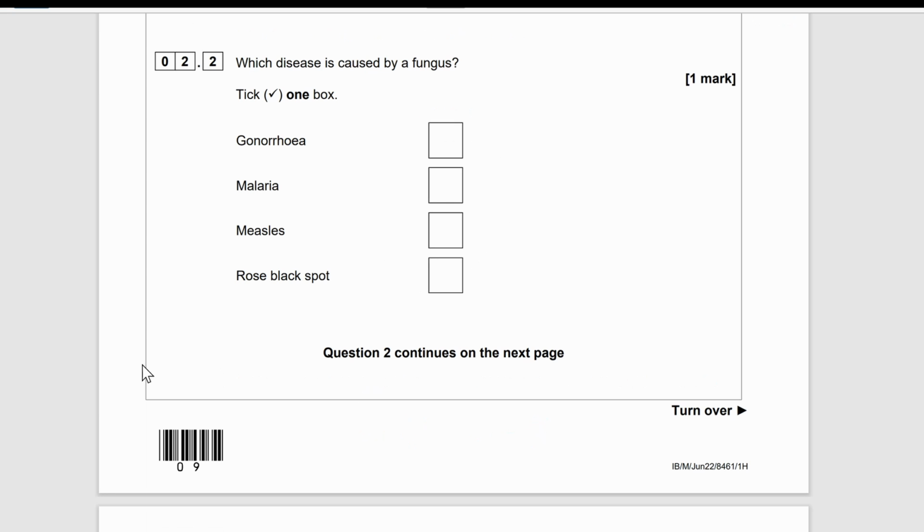Question 2.2, which disease is caused by a fungus? Okay, so we're thinking about infection and response, and our diseases that are caused by our different pathogens. So gonorrhea is caused by a bacterial cell. Malaria is caused by the protist. Measles is caused by a virus. And rose black spot is our plant disease that's caused by a fungus.